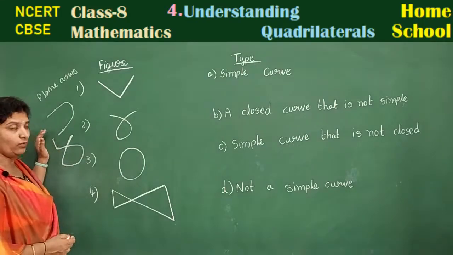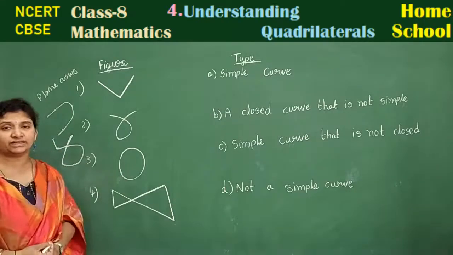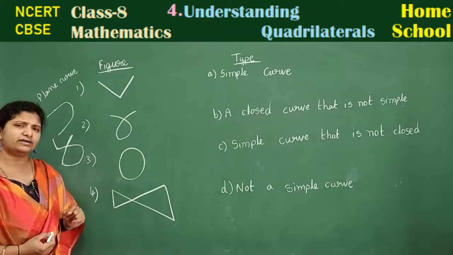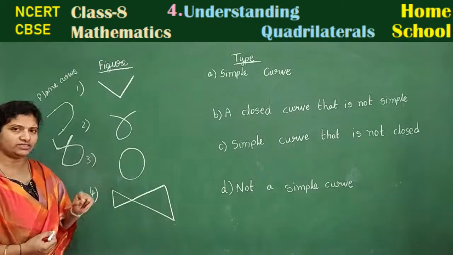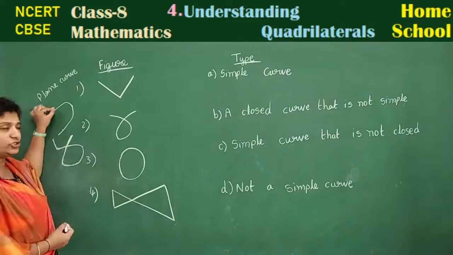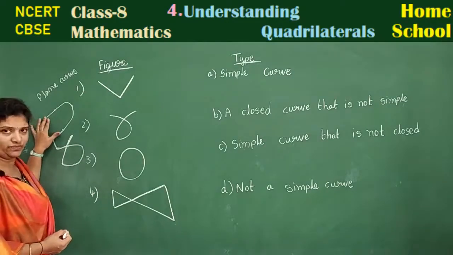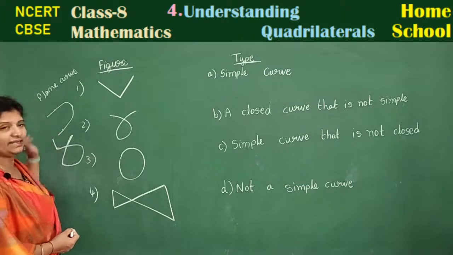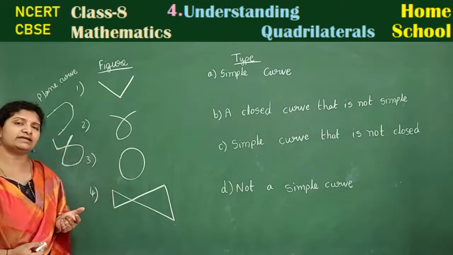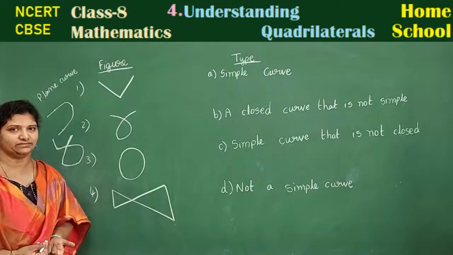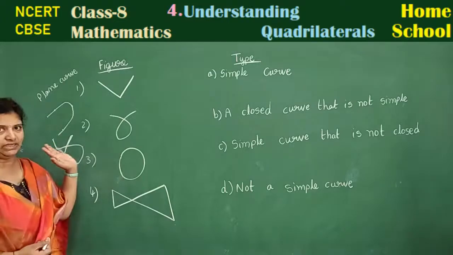So once again, what is a plain curve or a simple curve? When we start joining the points from one point, it should end at another point, or the same end point it can touch. But it should not be retraced. If it is retraced, it is not a simple curve. Then this is a simple curve.